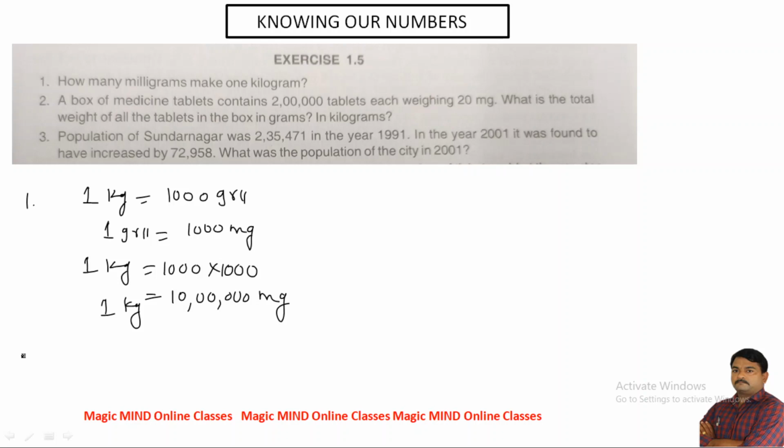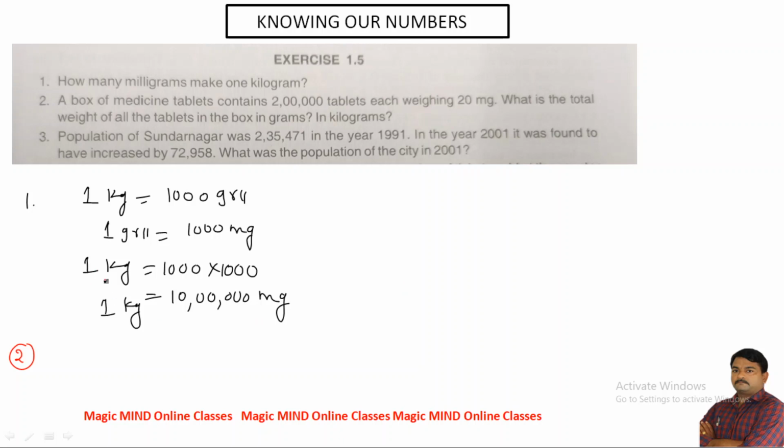I hope you understood question number 1. Very easy question, you need not worry about that. You should know these conversions, these units: kg to grams, grams to milligrams, kilometers to meters, meters to centimeters, centimeters to decimeters. All these things you should know. Now let's see the second question.